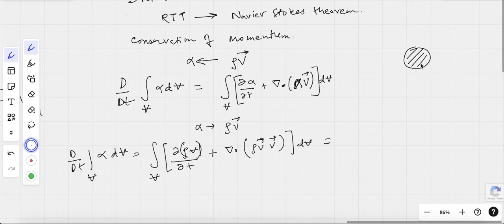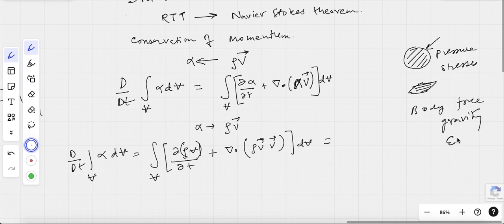This is the fluid element. These will have two kinds of forces. One is the surface force, like pressure, stresses. These act on the surface of the liquid, right? Another force will be body force, like gravity, that acts on the entire volume of the element. Electromagnetic force. Okay? These are forces which act on the entire volume.